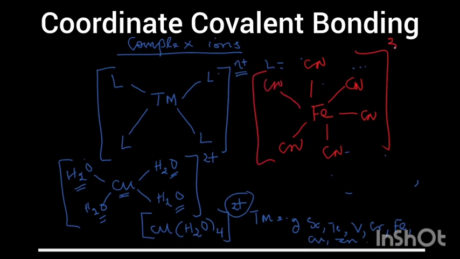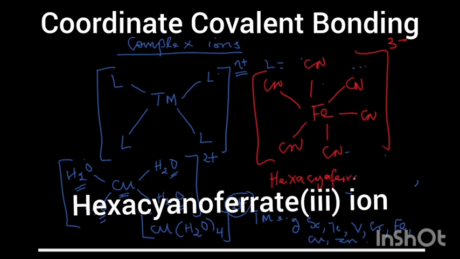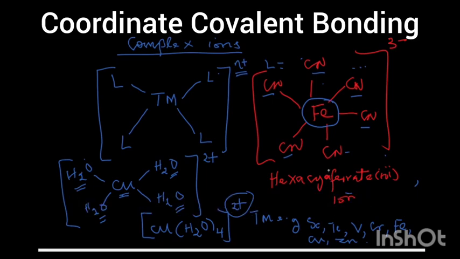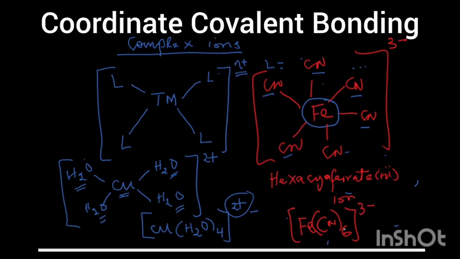With a charge of 3-, this one is called hexacyanoferrate(III) ion. You can see that what we have in the middle is a transition metal, and the CN attached are ligands. So it makes it a complex ion. This complex ion can be written as Fe, CN in brackets with 6, everything with a charge of 3-. So this is called hexacyanoferrate(III) ion.